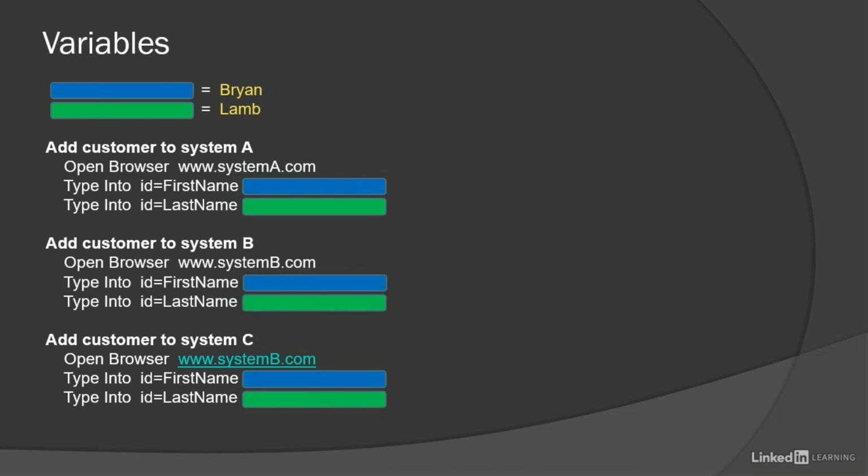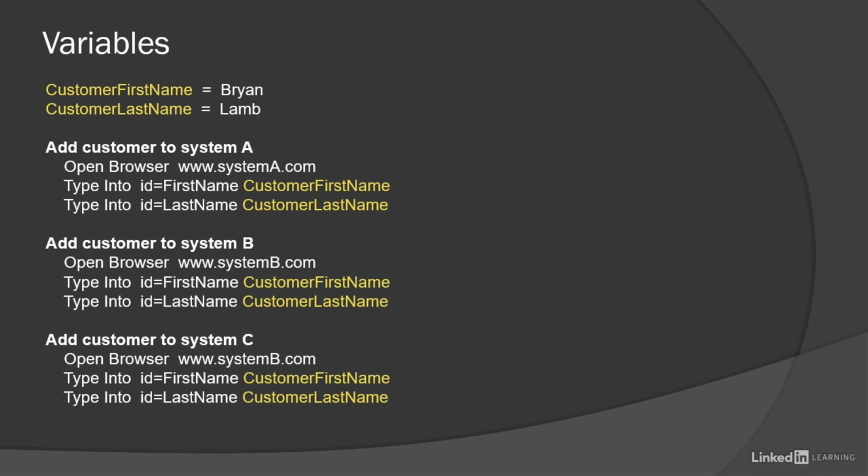If I needed to change the name, I could simply do it at the top there and change the blue rectangle to Fred and the green rectangle to Jones, and I wouldn't have to worry about making a mistake in the 6 steps below. So what that really looks like, instead of green and blue rectangles, is I simply have a named variable. Like here you see customer first name and customer last name. So I've assigned the first name to Brian and the last name to Lamb, and then I've used that named variable in each of the 6 steps below.